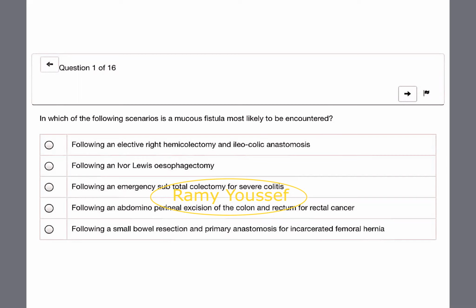Anyone has a different answer? Dr. Basharat, D: abdominoperineal excision of colon and rectum. For rectal cancer, there is no mucus fistula, we do a terminal colostomy. Following elective right hemicolectomy, we don't do it. Ileocolic anastomosis, we don't have it. Sigmoid is something like in the thoracoabdominal. We don't do a mucus fistula.